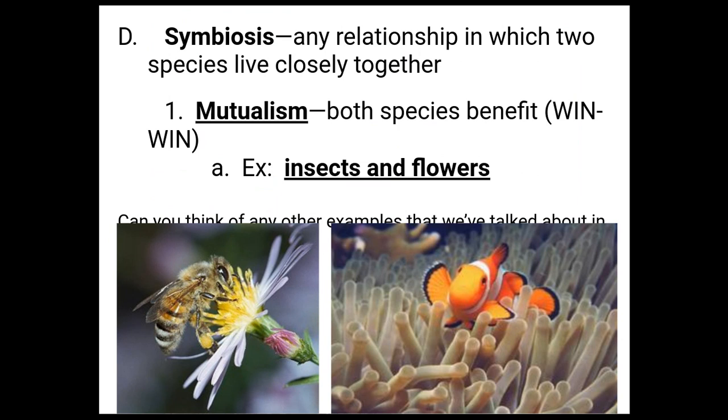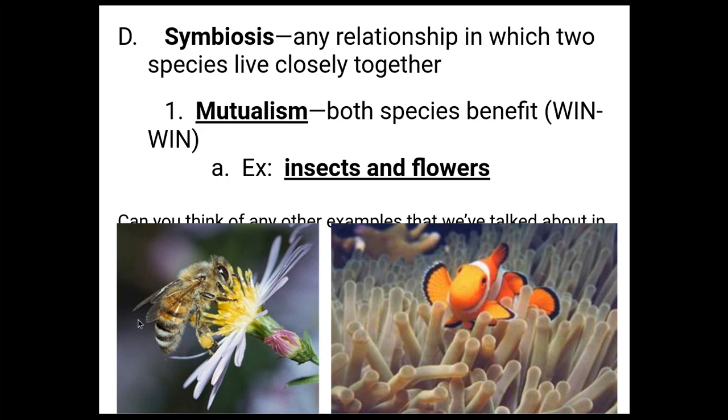So symbiosis is any relationship in which two species live closely together. The three types we're going to look at are mutualism, commensalism, and parasitism. Now, mutualism is when both species benefit. We have a win-win situation here.